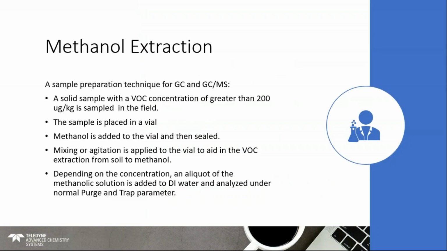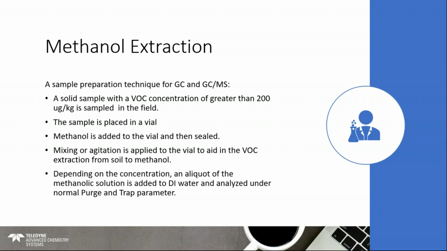Methanol extraction. For those who are new to methanol extraction, or EPA method 5035, methanol extraction is a simple preparation technique for high concentration soil samples. Typically, a soil sample with a VOC concentration greater than 200 ppb is sampled in a vial and placed in a vial. Methanol is then added to that vial and sealed. Mixing or agitating the vial is required to help the VOCs transition from the soil to the methanol for extraction.